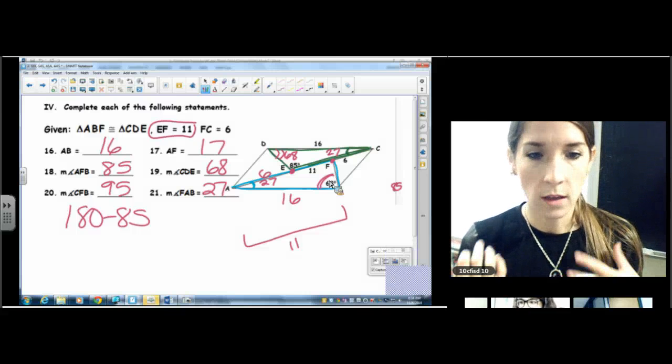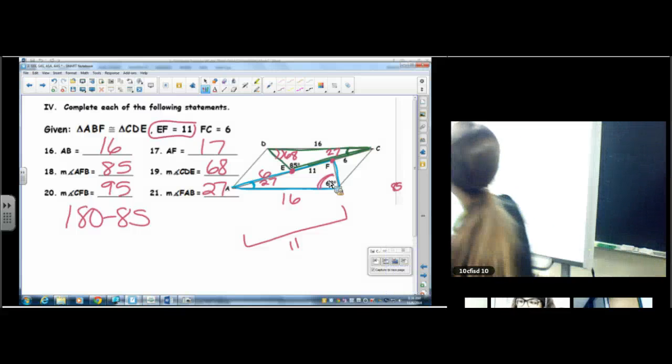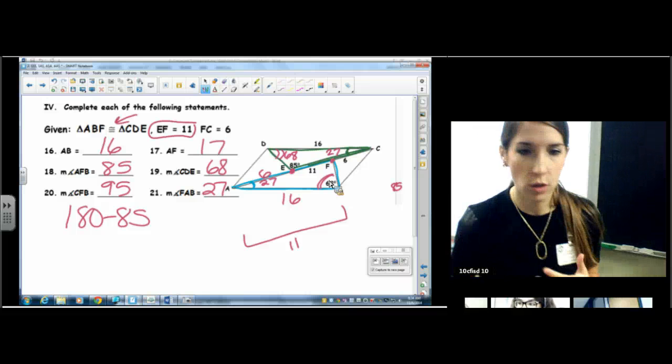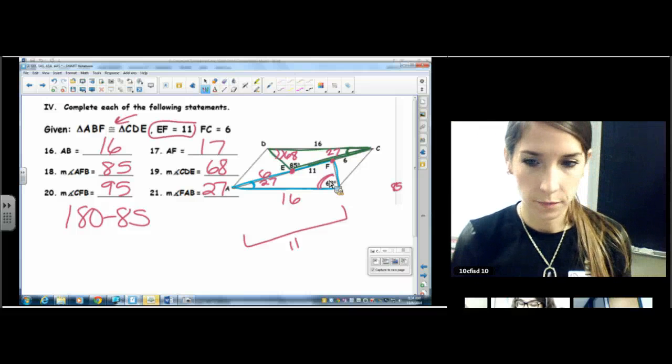So looking at the congruence statement is key to the problem. What else from the homework?